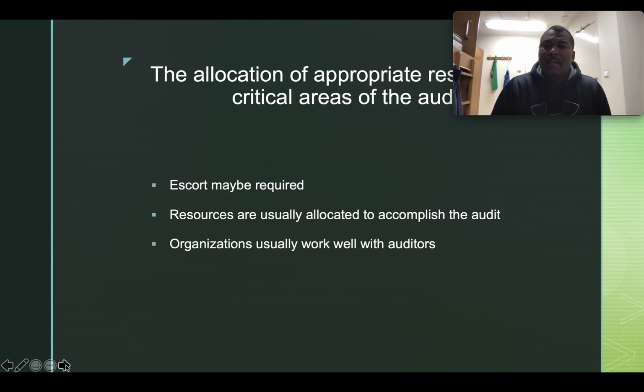Okay, guys? So yeah, resources are usually allocated to accomplish the audit: personnel, paperwork, anything that's needed to get this audit accomplished and done. The operator and contractor are usually pretty good about helping with that. Organizations usually work well with auditors. They want to get the audit done and get the audit team off of here so they can go back to conducting business as regular.